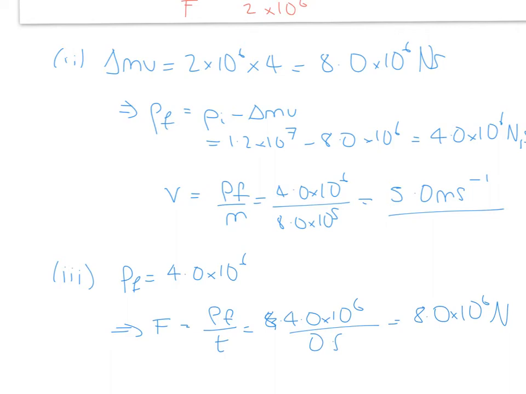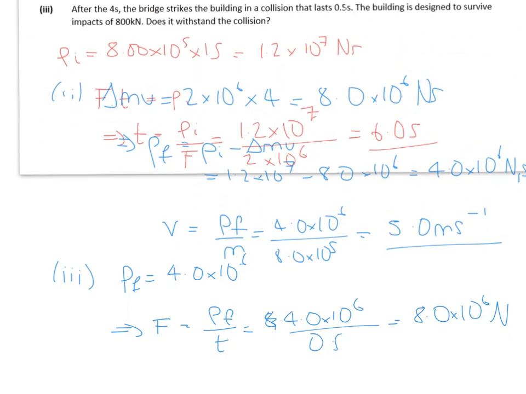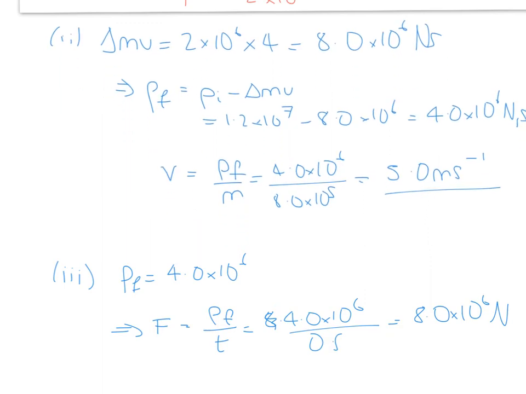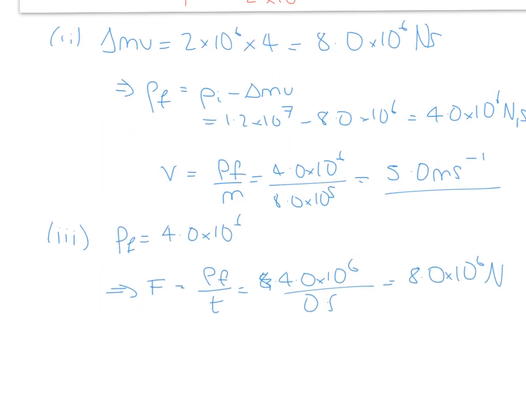So if we look, it was said that it could survive 800 kilonewtons, so that's 8 times 10 to the 5. So the maximum it could stand was 8 times 10 to the 5 newtons. So it absolutely cannot withstand that, and you wouldn't really expect many buildings to be able to survive being hit by the Golden Gate Bridge, which is pretty monstrous.